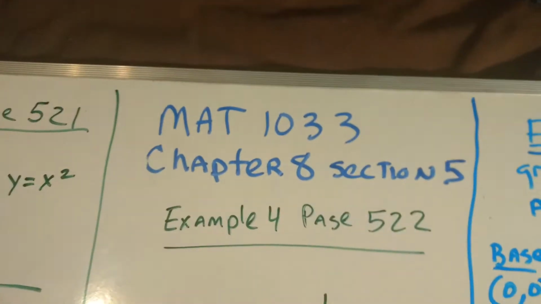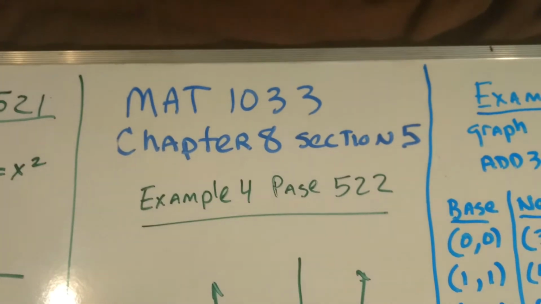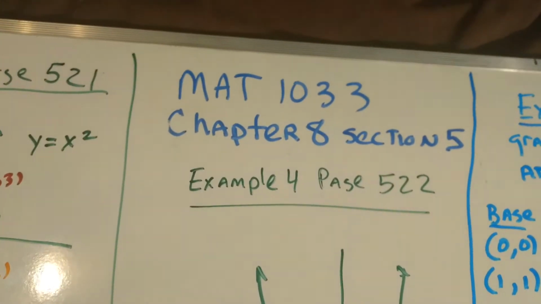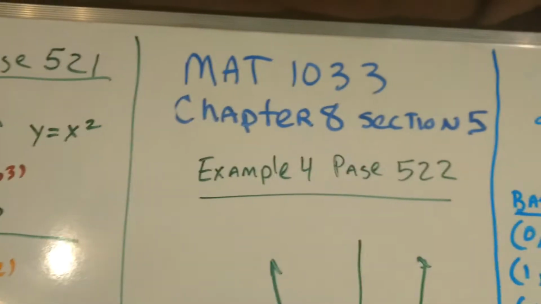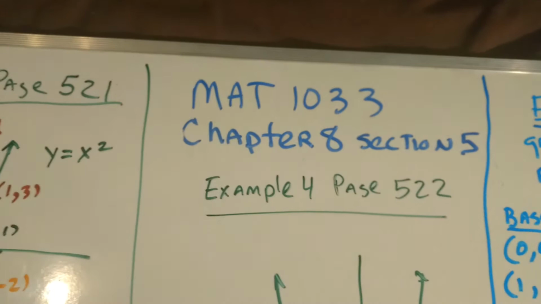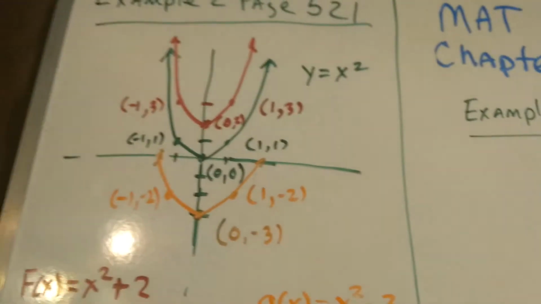Math 1033, Chapter 8, Section 5, which deals with the graphs of quadratic functions. Basically in this section we're going to talk about two transformations: a transformation from left to right and a transformation up and down. And then we're going to look at an equation with both transformations.